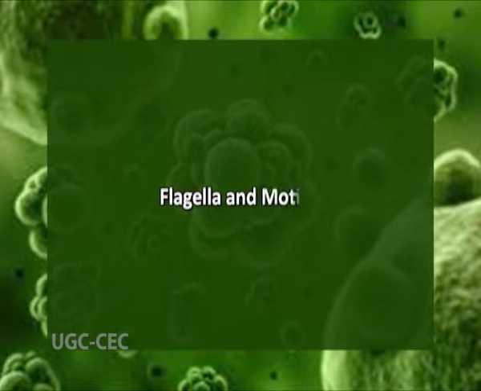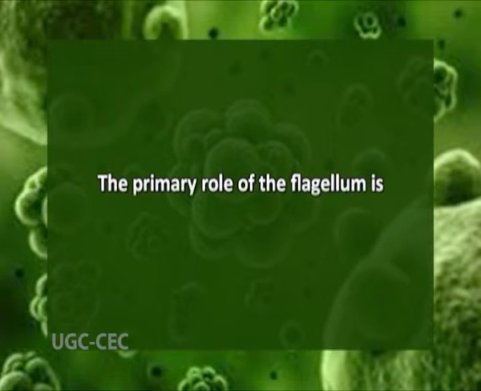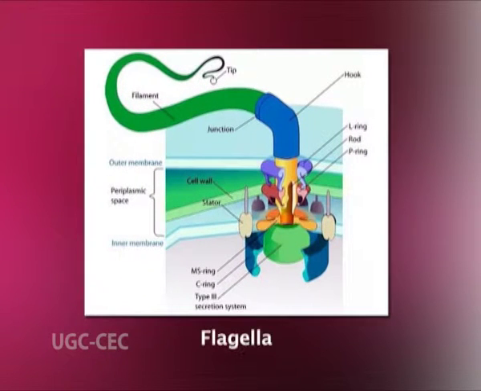Now the flagella and motility. A flagellum is a lash-like appendage that protrudes from the cell body of certain prokaryotic and eukaryotic cells. The word flagellum in Latin means whip. The primary role of the flagellum is locomotion, but it also often functions as a sensory organelle, being sensitive to chemicals and temperatures outside the cell.